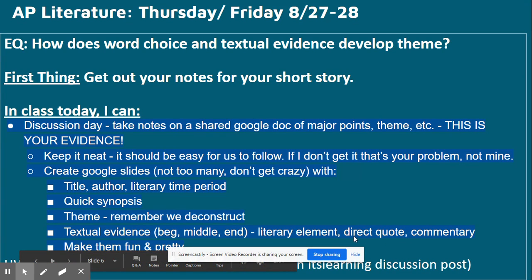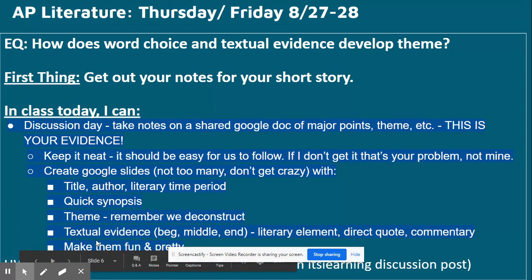Then you need to have your direct quote, make sure you follow normal protocol with your MLA citations, and commentary is your analysis, okay? So how does this specific piece of evidence from the beginning or the middle or the end support this theme that you've come up with, okay?